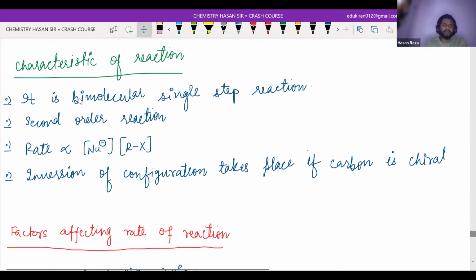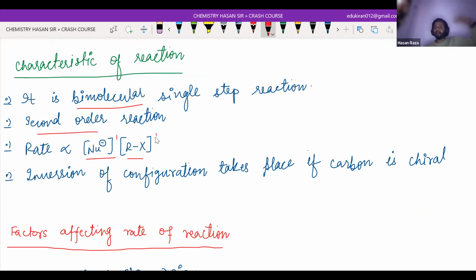So this is what I have written here, characteristics of SN2 reaction. It is bimolecular. Why is it bimolecular? Nucleophile and alkyl halide both are acting simultaneously. In case of SN1, only alkyl halide was there. That's why it is unimolecular. Also, second order reaction, because power 1 plus 1. There was only alkyl halide which has a power 1. That's why first order. Inversion of configuration takes place.